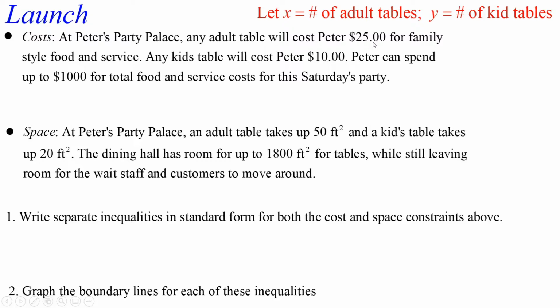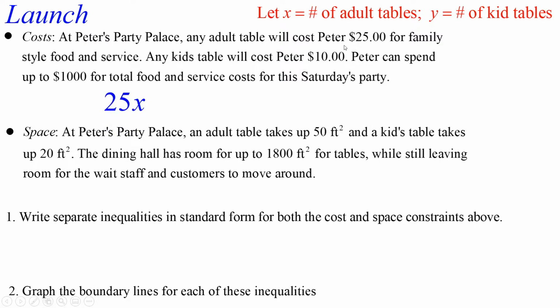So this Peter's Party Palace is obviously a place where people go to celebrate birthdays and things like that, and it's one of those family style restaurants that has games and stuff too, and you have adult tables and kids tables, and what you do is you reserve them, and an adult table costs $25 for family style food and service. So if x is the number of adult tables, then I begin this problem with 25x.